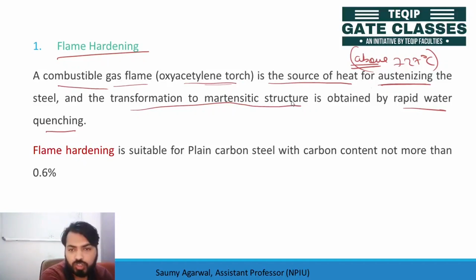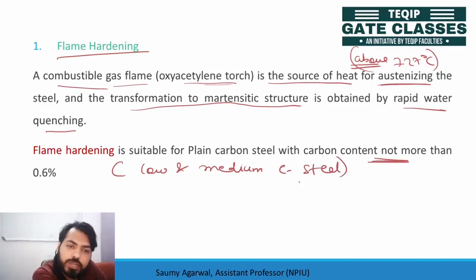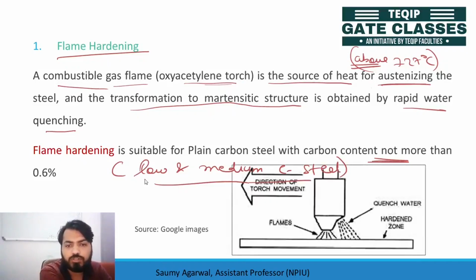So the flame hardening process is suitable for plain carbon steel with the carbon content not more than 0.6%. Over here we have written "not more than", which means it is suitable for low and medium carbon steel. Low and medium carbon steel के लिए this is very much suitable, not for the high carbon steel, just low and medium carbon steel.